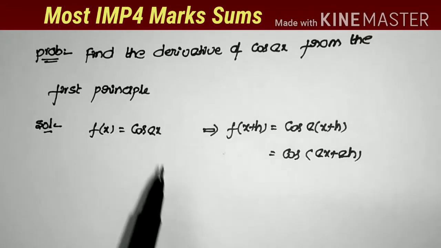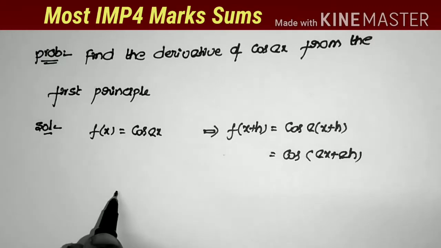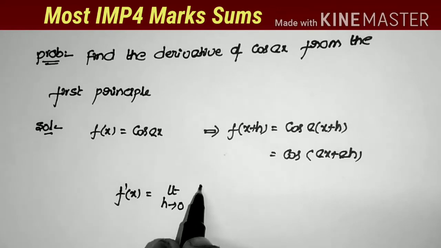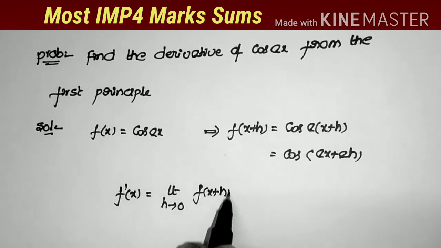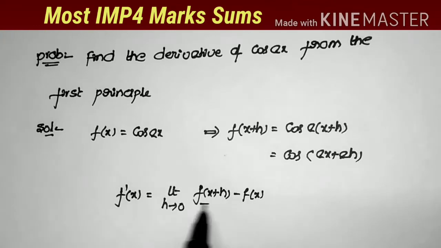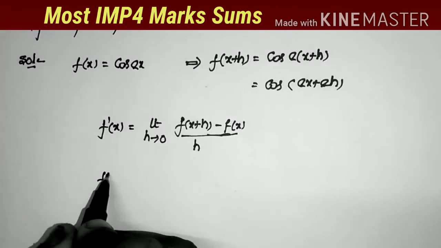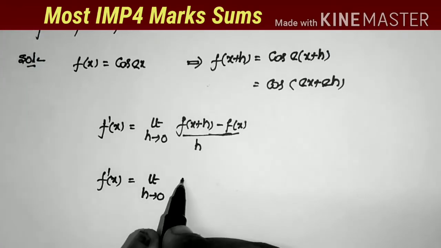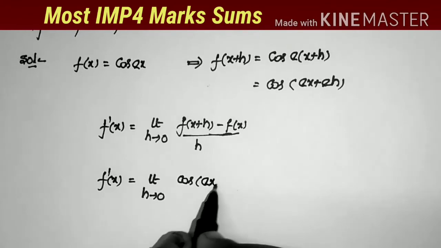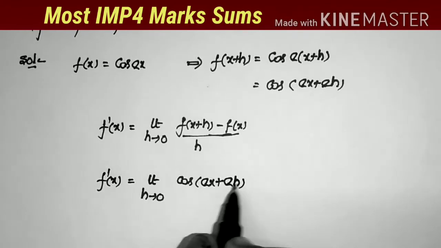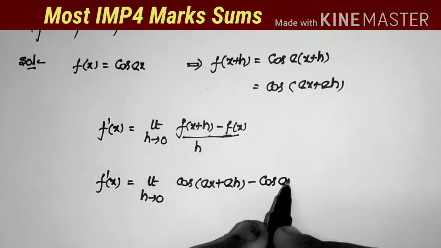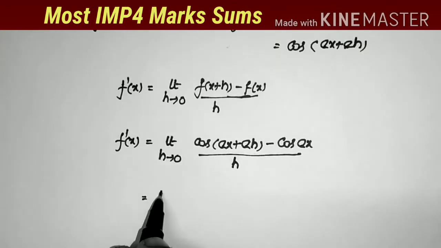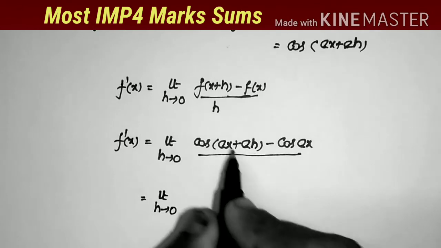Now what is the given question? Find the derivative using first principle. So first we take the first principle formula. What is the formula? Limit h tends to 0, f of x plus h minus f of x, by h. In this formula we have to substitute the values. That is f dash of x is equal to limit h tends to 0, f of x plus h is cos of ax plus ah, minus f of x, which is cos ax, whole by h, and this is equal to limit h tends to 0 of cos C minus cos D.